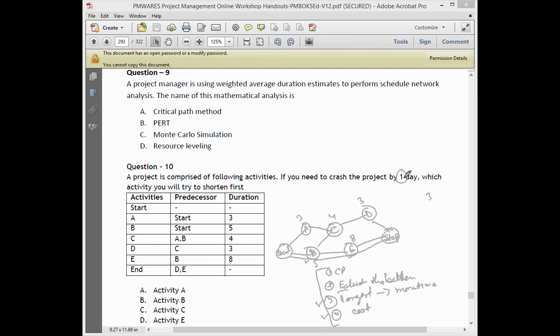Okay, 1 day is required, that is achievable on this as well as on this. So I will apply the principle earliest the better. If I can get 1 day in 3 activities, I will choose the earliest one. So the best answer should be B, because it is earlier.